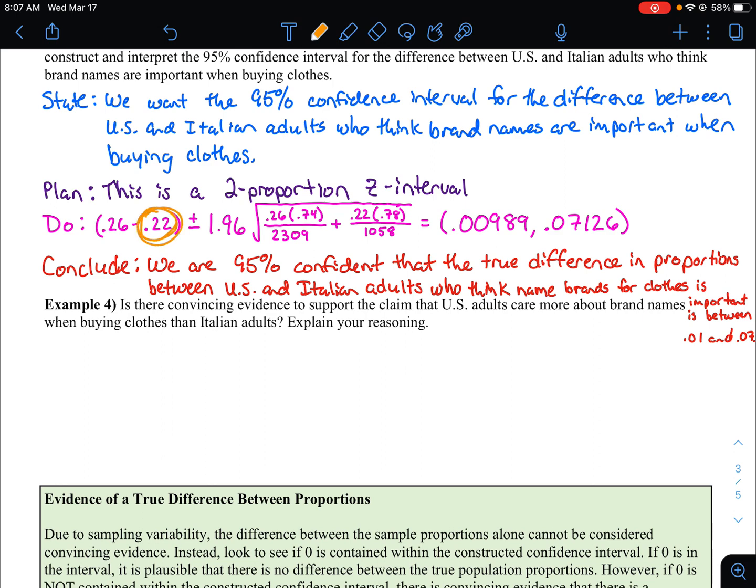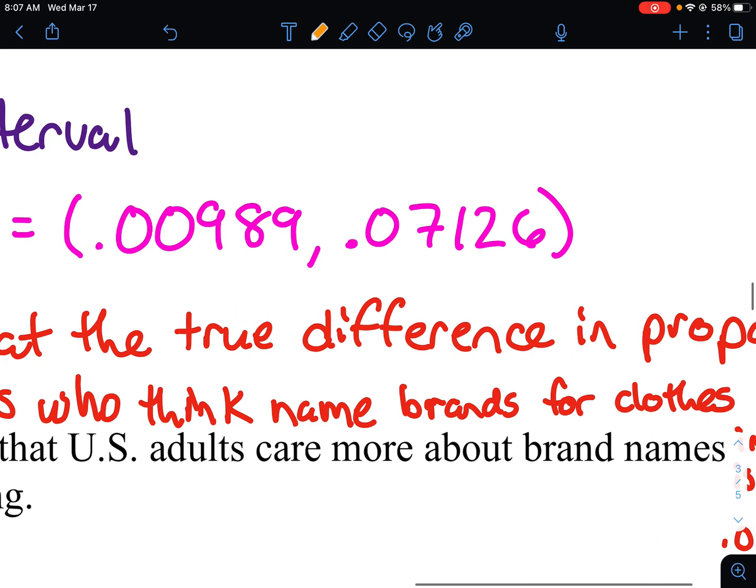If Italians thought that it was more important, this number would be larger than this number, so we would get a negative number when we take the difference. And if Americans thought it was more important, that number would be bigger than this one, so when we do the difference, it would be a positive number. If we look at the range of values in our confidence interval, we have a positive number and another positive number. Basically, the key number we're focusing on is 0. Is 0 in the interval?